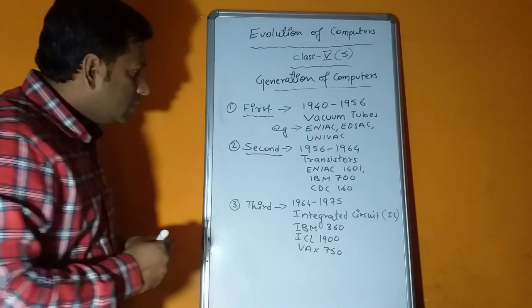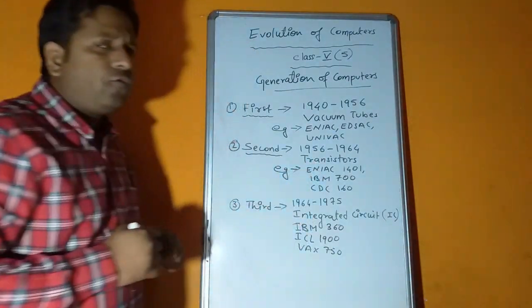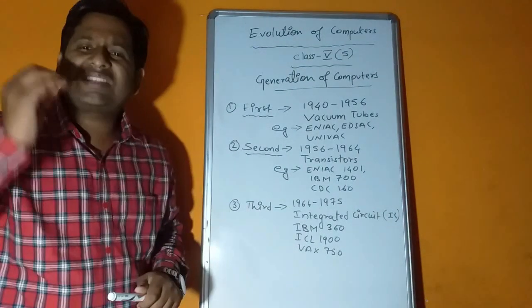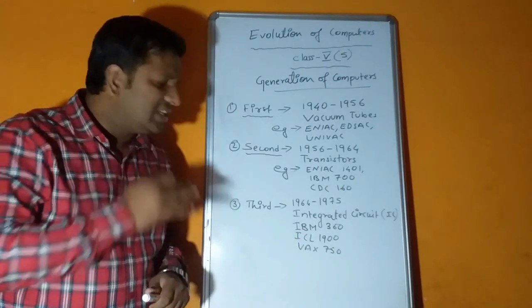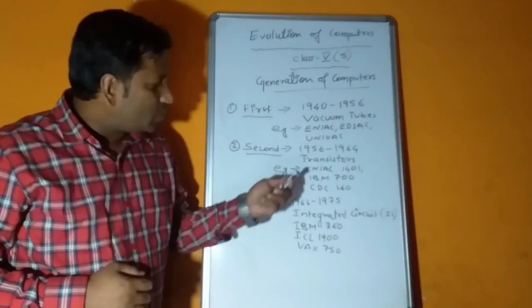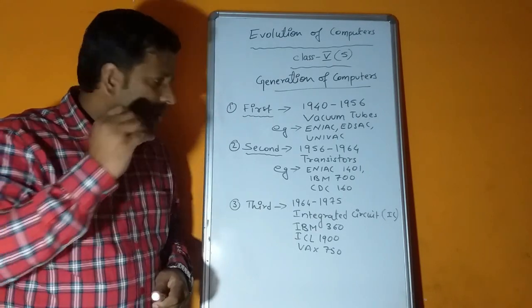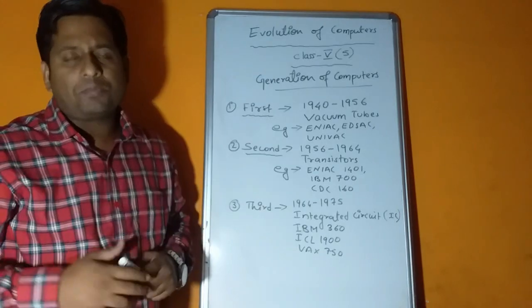Examples of second generation computers were ENIAC 1401. This 1401 was a series of ENIAC. IBM 700 and CDC 160. These were the names of computers which existed in the second generation of computer.